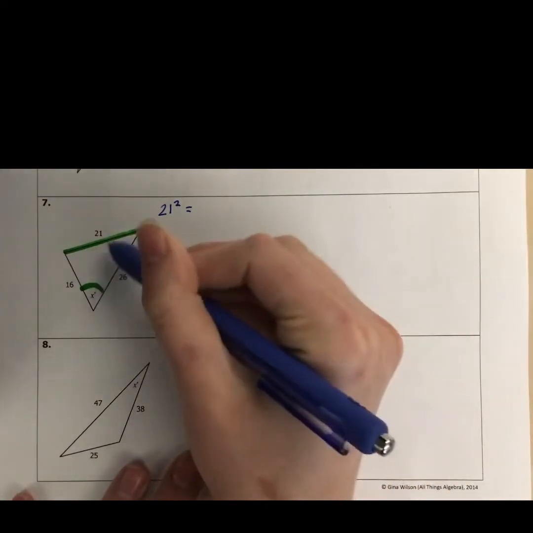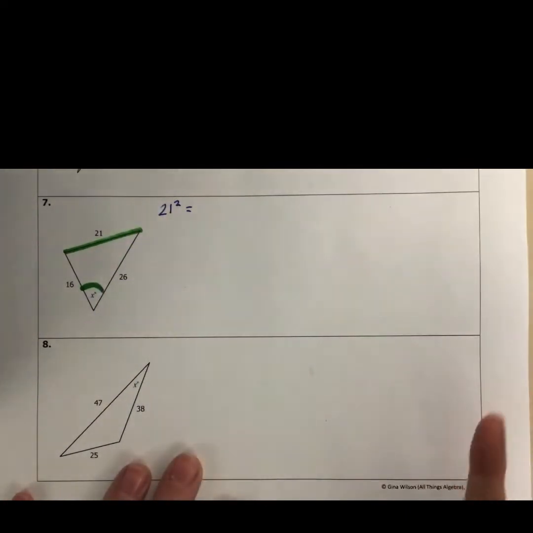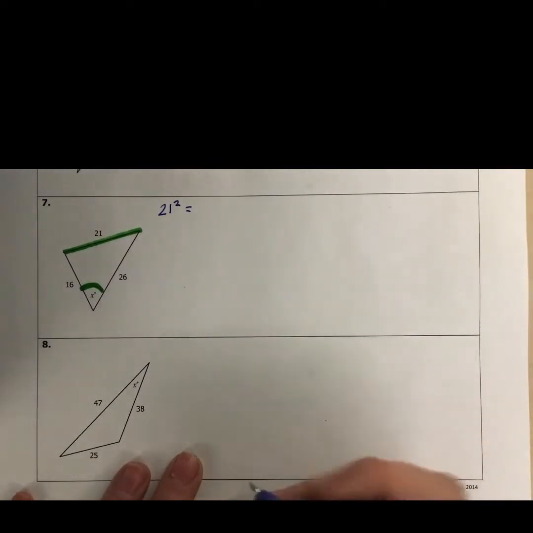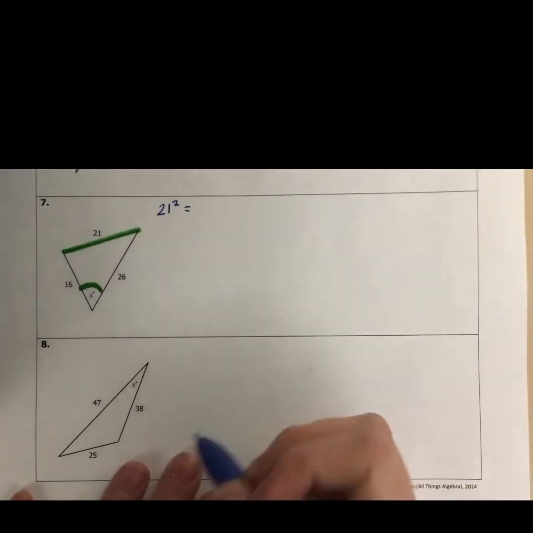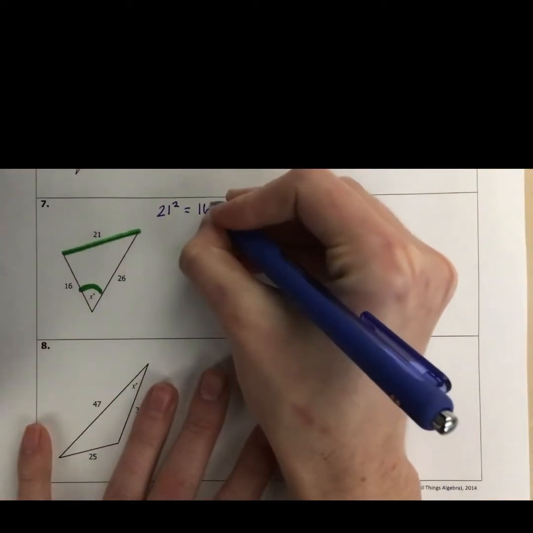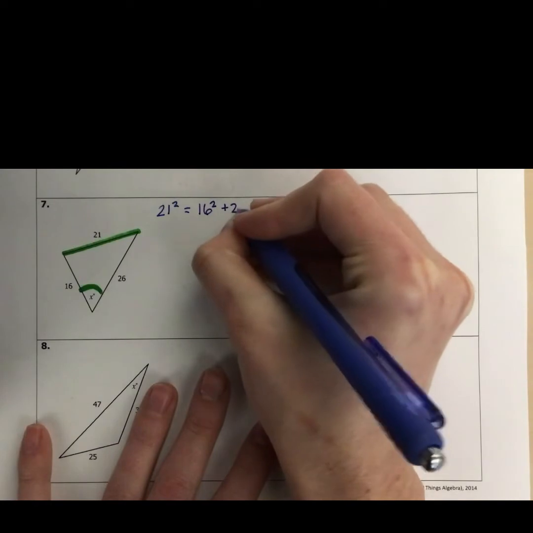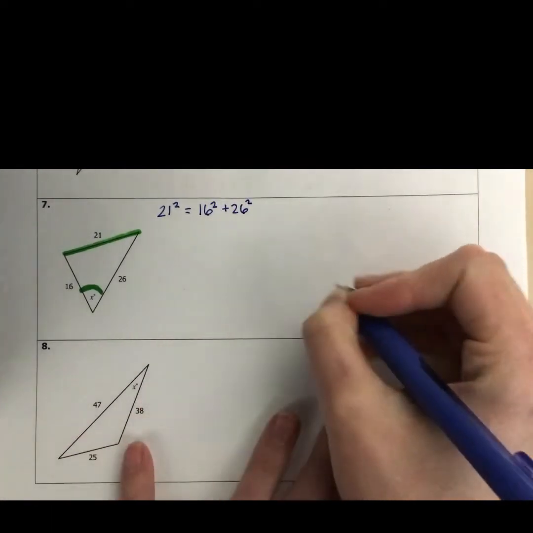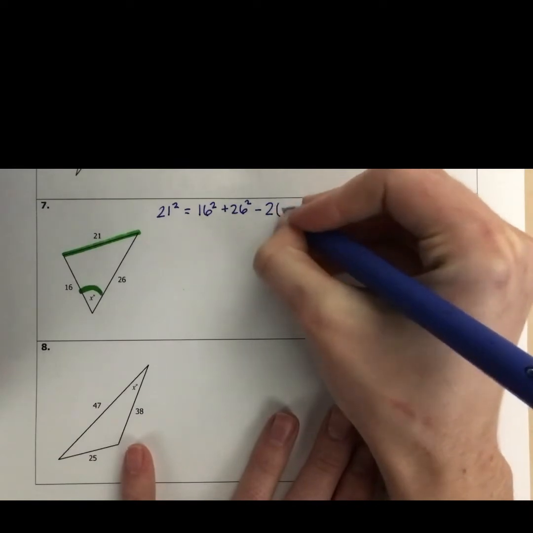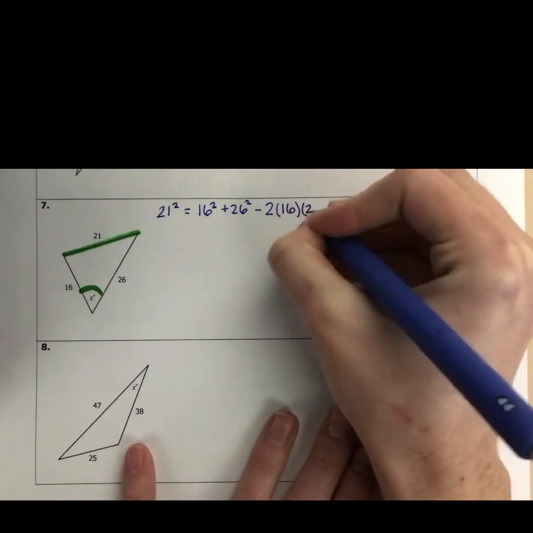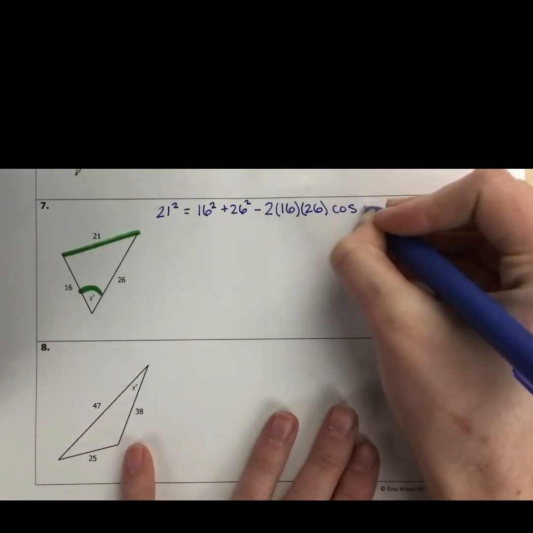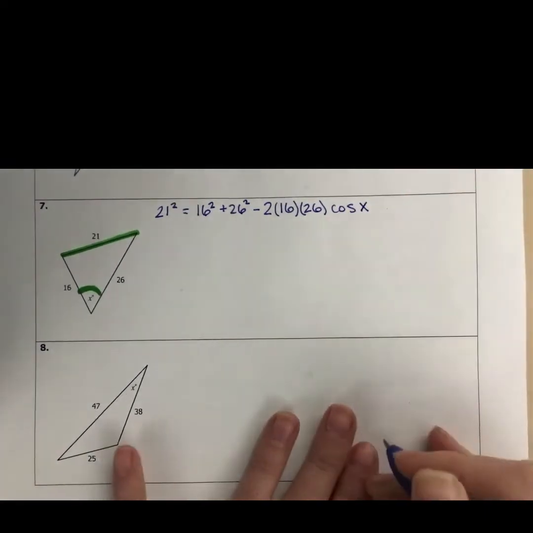Because since that is the opposite side, our law of cosines said that the opposite side to the angle I have is the one that goes on the left side of my equation. So we have 21 squared equals my two other sides squared, 16 squared plus 26 squared, and then minus 2 times my other two sides, 16 and 26, and then cosine of my angle X.